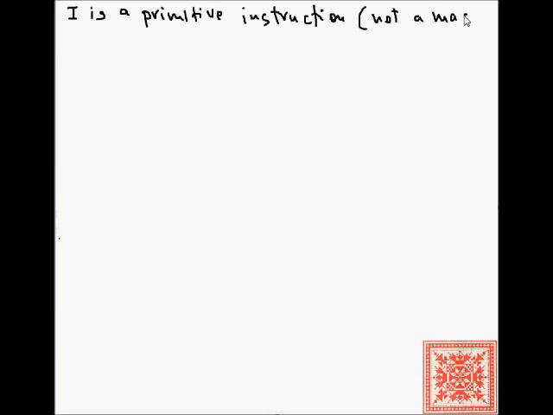So it guarantees that it's not going to be 0. So if I is a primitive instruction, it means that it's not a macro. We have discussed macros before, but each macro can be decomposed into a sequence of primitive instructions. So it's not a loss of generality.